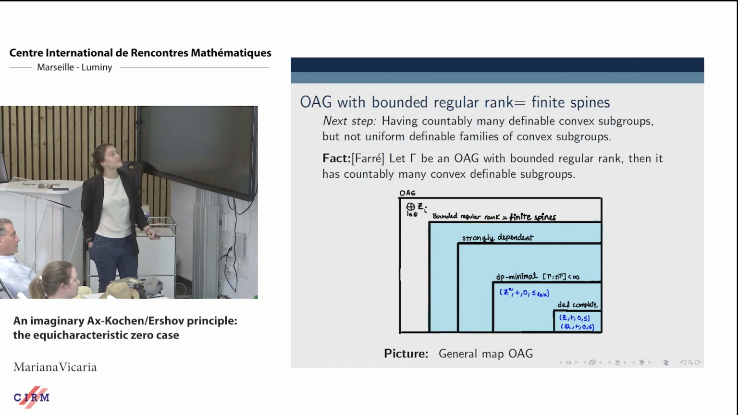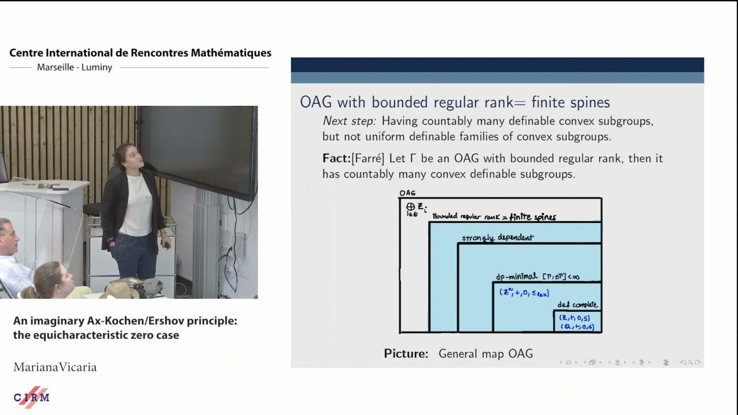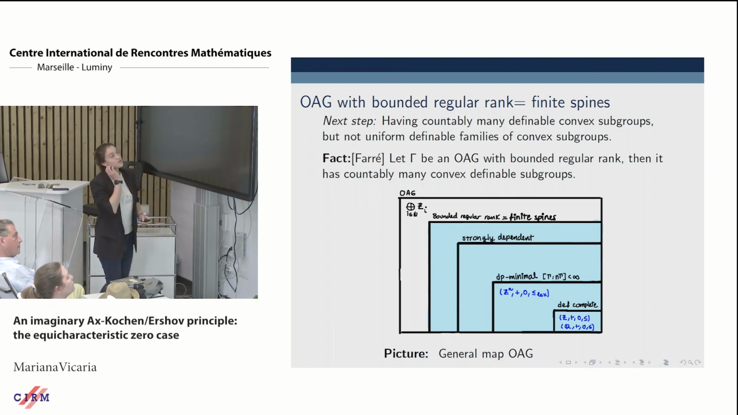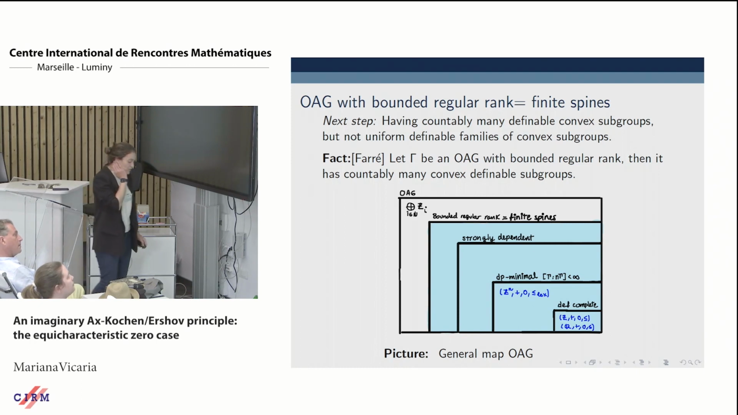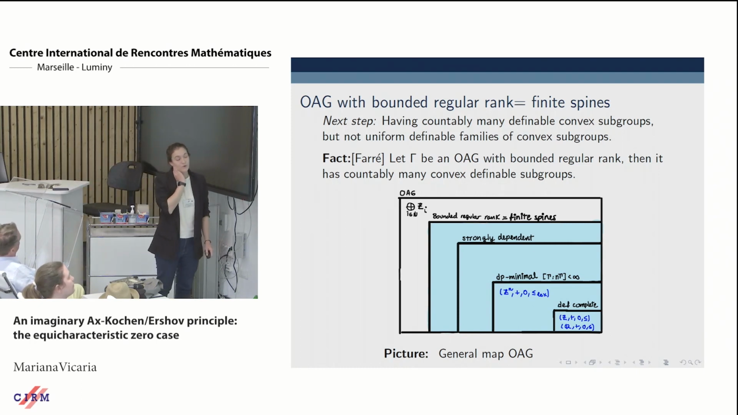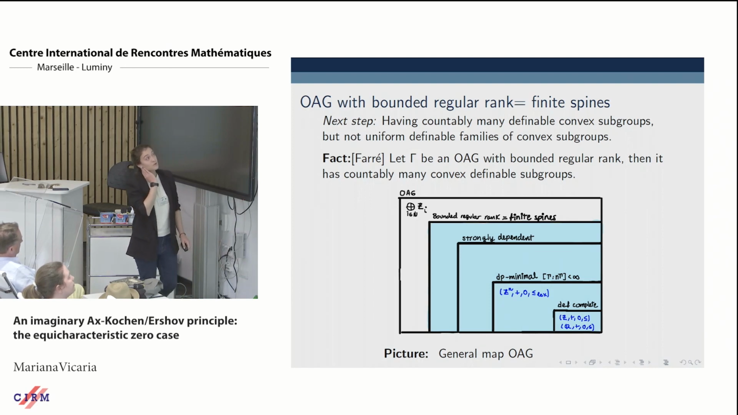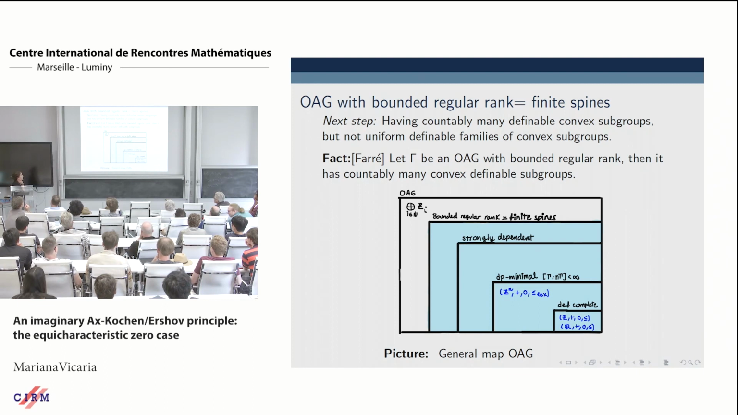So there is a very nice class of order Abelian groups that I prefer to use the terminology of bounded regular rank because it really sticks to the nature of the convex definable subgroups, but I'm not going to really define what the rank is because it's a definition that is rather technical and I feel not very illustrative for the talk. In the literature, they also appear as those that have finite spines, right? So this is a class of order Abelian groups in which you're going to allow the presence of countably many definable convex subgroups, but you do not allow uniform definable families of convex subgroups, right?